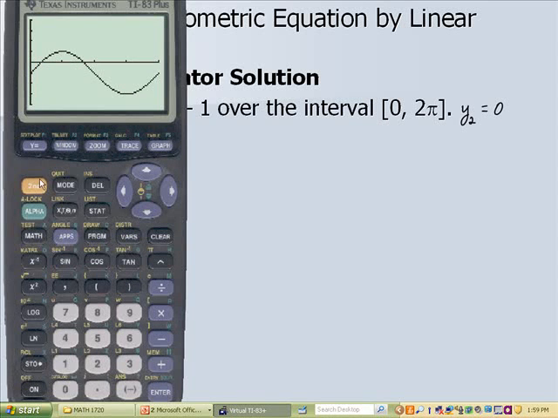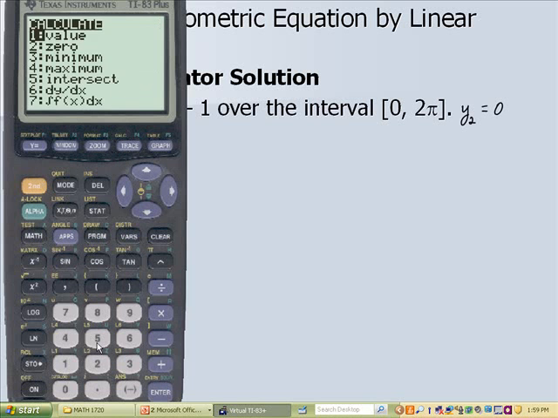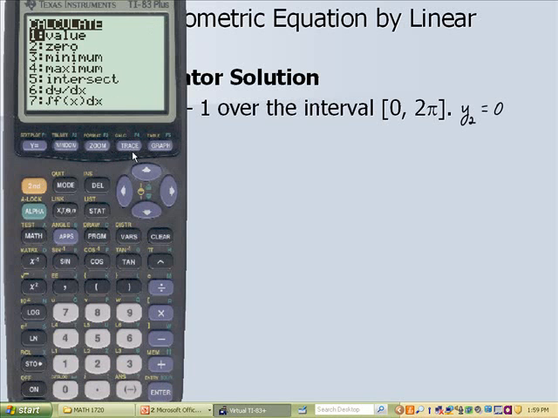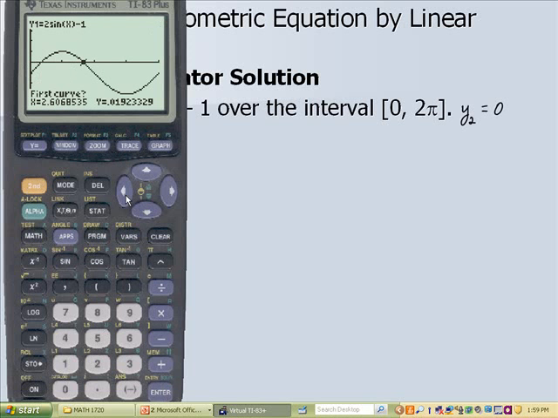So we want to find them. We'll do second, trace, and then 5 for intersect. And let's hit enter 3 times here. And here's our first value. And then we'll do it again, second, trace, 5. And let's arrow over and hit enter 3 times once we're close to our other value. And there's the other answer.